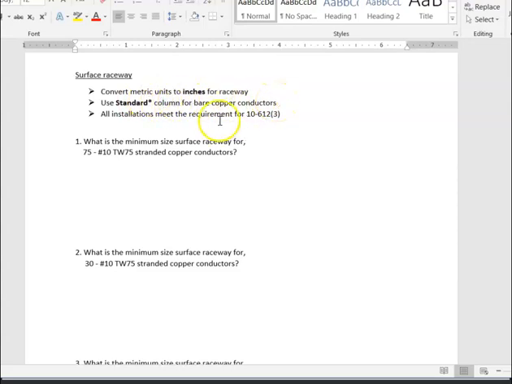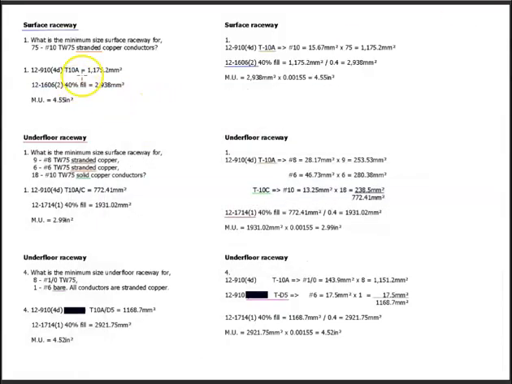That's in table T5. And all installations meet the requirement of 10-612 subrule 3, which gives us some regulation on the use of bare conductors used as bonds. So when we look at this here, we're looking at a surface raceway as an example. So what is the minimum size surface raceway for? And we can see when we look at the commercial wiring book, in the unit for alternate systems, it makes reference to these types of raceways.